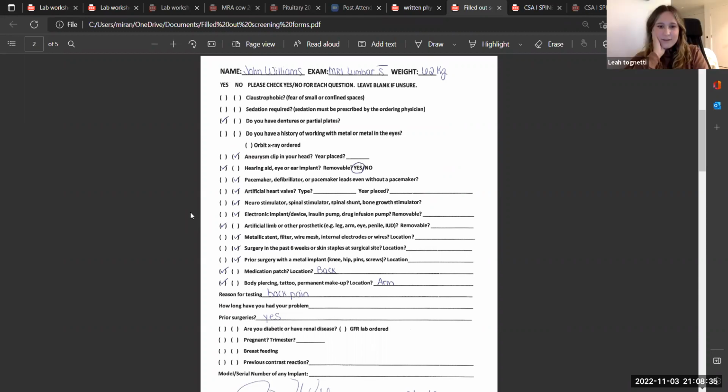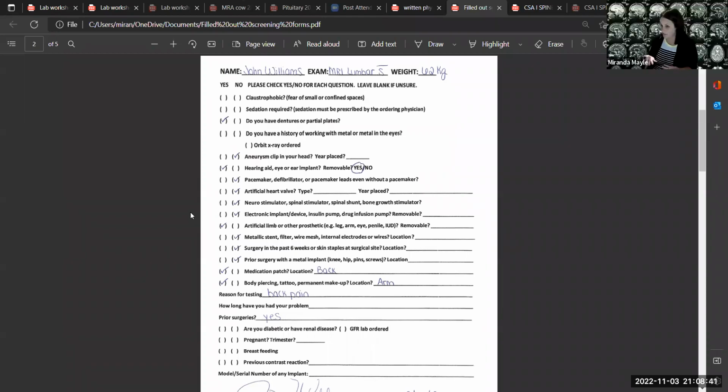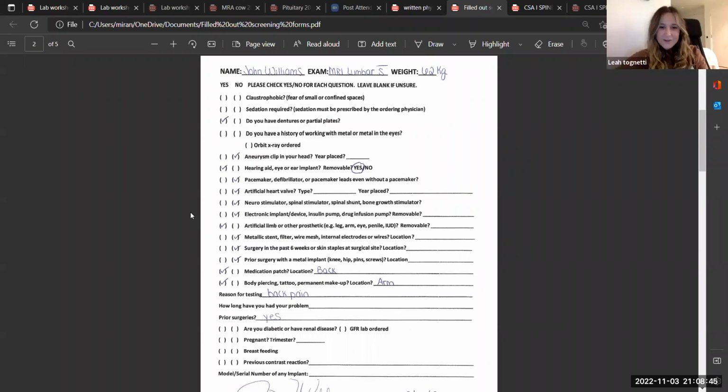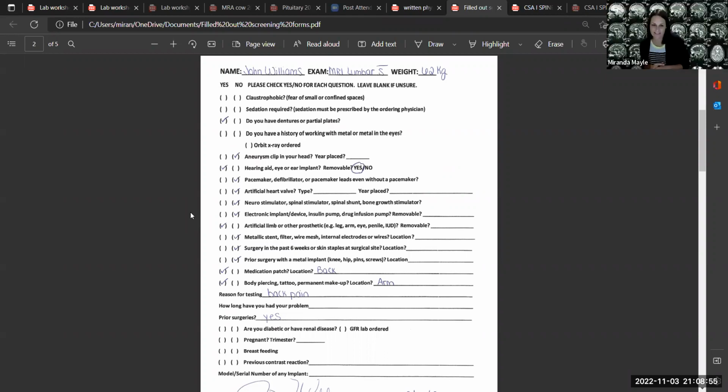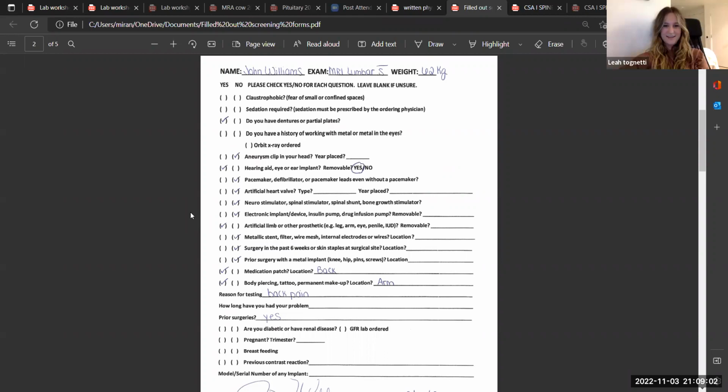Reason for testing. They didn't write how long. You didn't write how long you've had your back problem. How long have you had your back problem? So you're going to take that history. Good. Okay. Anything else? Prior surgeries, but you didn't specify which prior surgeries you've had. So that's the flight attendant question. Good. Go through that flight attendant question. And I'm going to tell you my surgery was my IUD. Okay. What else?